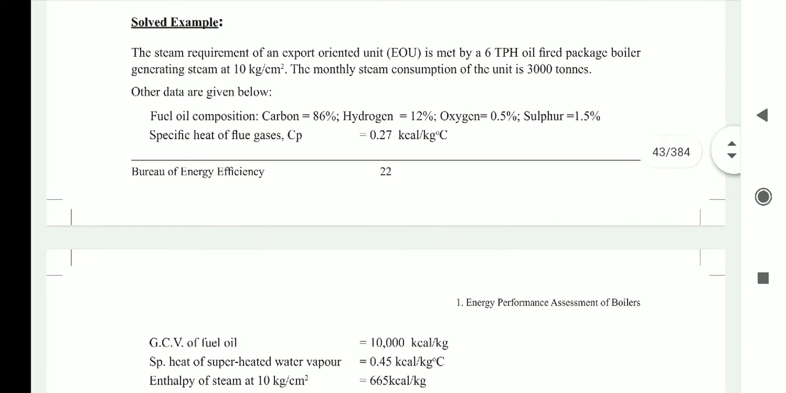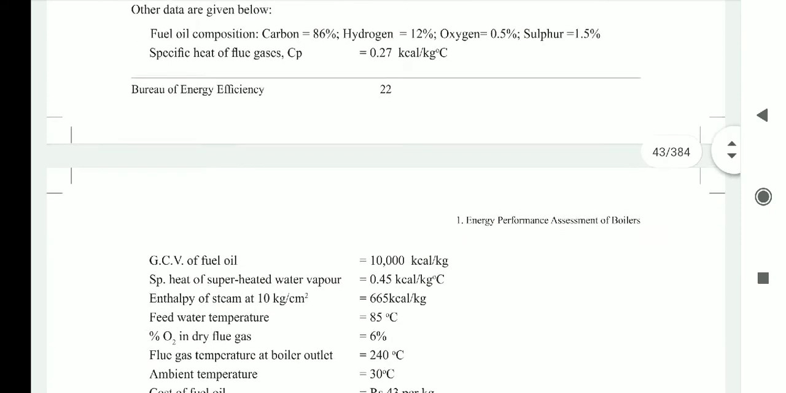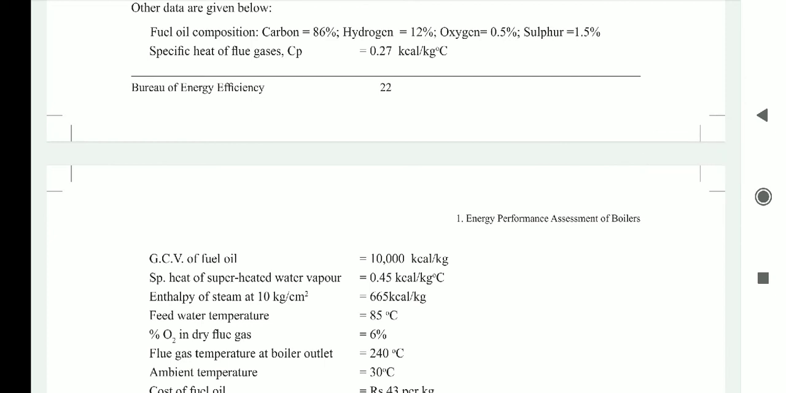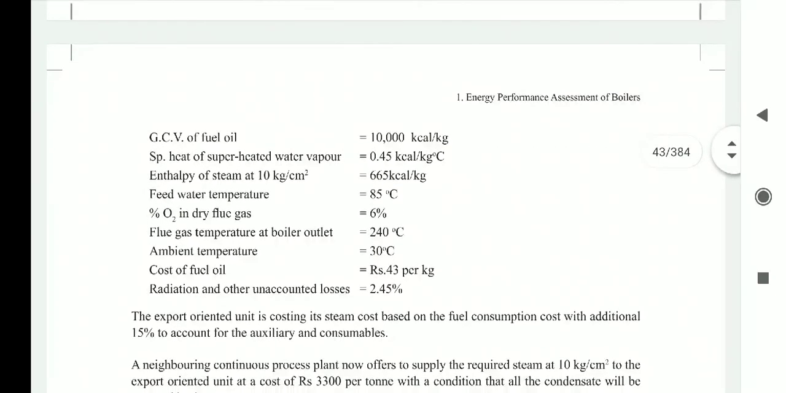Fuel oil composition: carbon 86%, hydrogen 12%, oxygen 0.5%, sulfur 1.5%. Specific heat of flue gases, Cp equal to 0.27 kilocalories per kg degree Celsius. Gross calorific value of oil 10,000 kilocalories per kg. Specific heat of superheated vapor 0.45 kilocalories per kg degree Celsius. Enthalpy of steam at 10 kg per centimeter square 665 kilocalories per kg. Feed water temperature 85 degree Celsius.